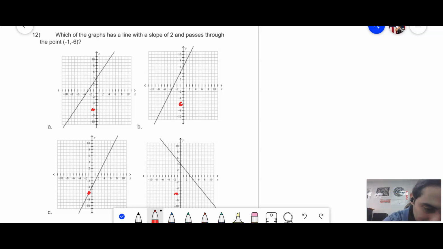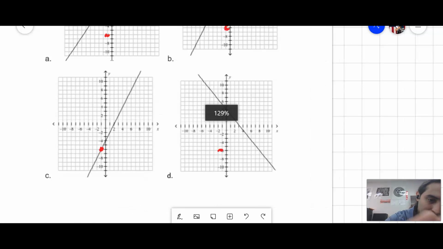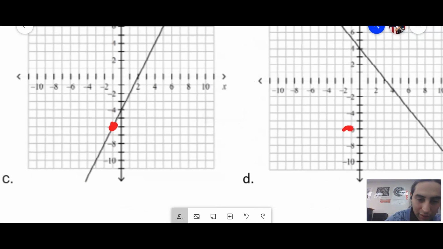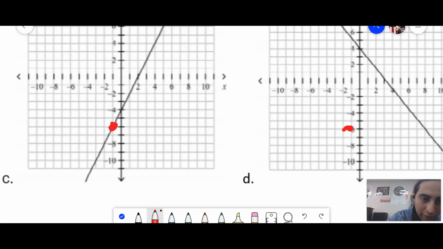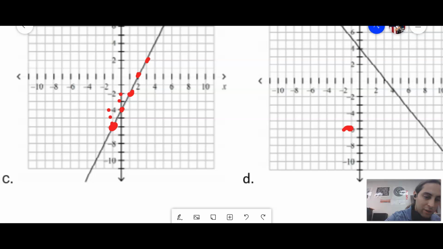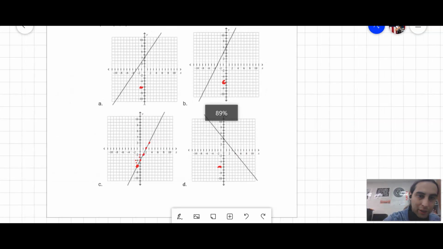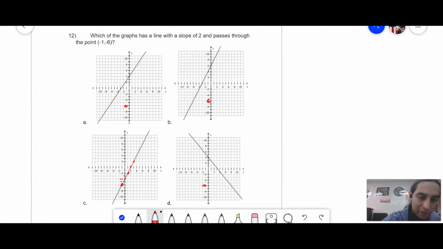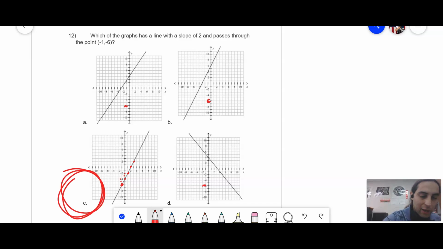Let's double check that slope. I'm gonna have to really zoom in on this. Is this slope 2 over 1? Up 2 over 1. Up 2 over 1. Up 2 over 1. You know what? It is. It's 2x. 2 is the slope. -1, -6 is the point that's on it. So for number 12, the best answer is letter C. Okay. On your test, read it carefully. It's not the same exact question. So 12 is C.